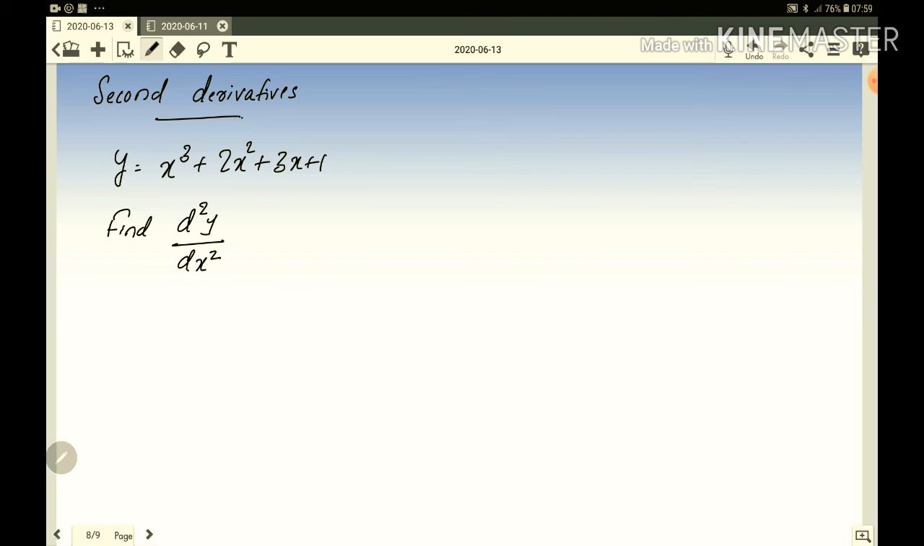Second derivative. What do you mean by second derivative? Second derivative means you are differentiating twice. First differentiate, then differentiate once again. It's a very simple thing. Only you need to know the idea. Second derivative means you are differentiating twice with the same function. So I will show you that.